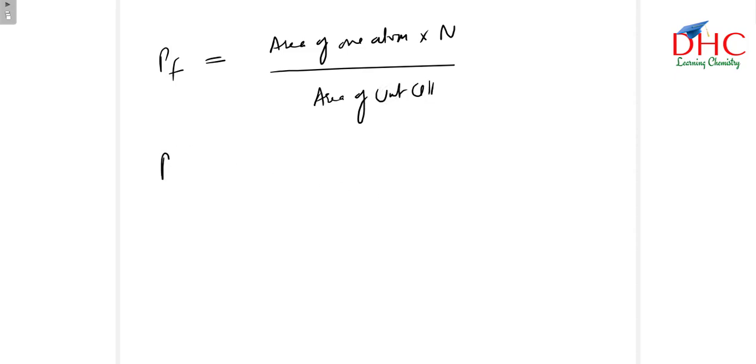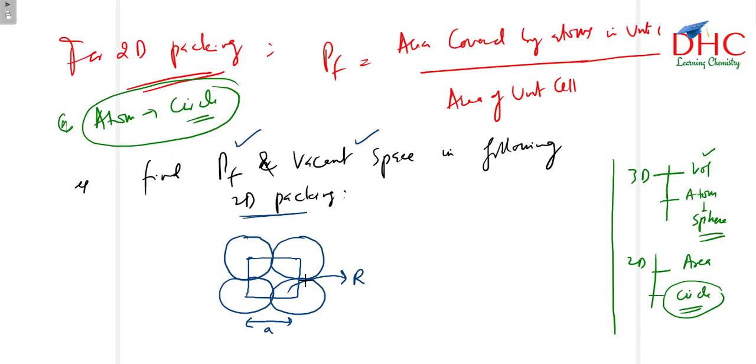ठीक, तो पैकिंग फ्रैक्शन विल बी इक्वल टू एरिया ऑफ वन एटम. देखिए एरिया एक एटम का कितना है, हम आई टोल्ड यू ऑलरेडी that in case of 2 dimensions you take area into consideration and atom as circle. So एक एटम का एरिया कितना है, एरिया ऑफ सर्कल दैट्स पाई आर स्क्वायर. सो इसका एरिया बनेगा पाई आर स्क्वायर.